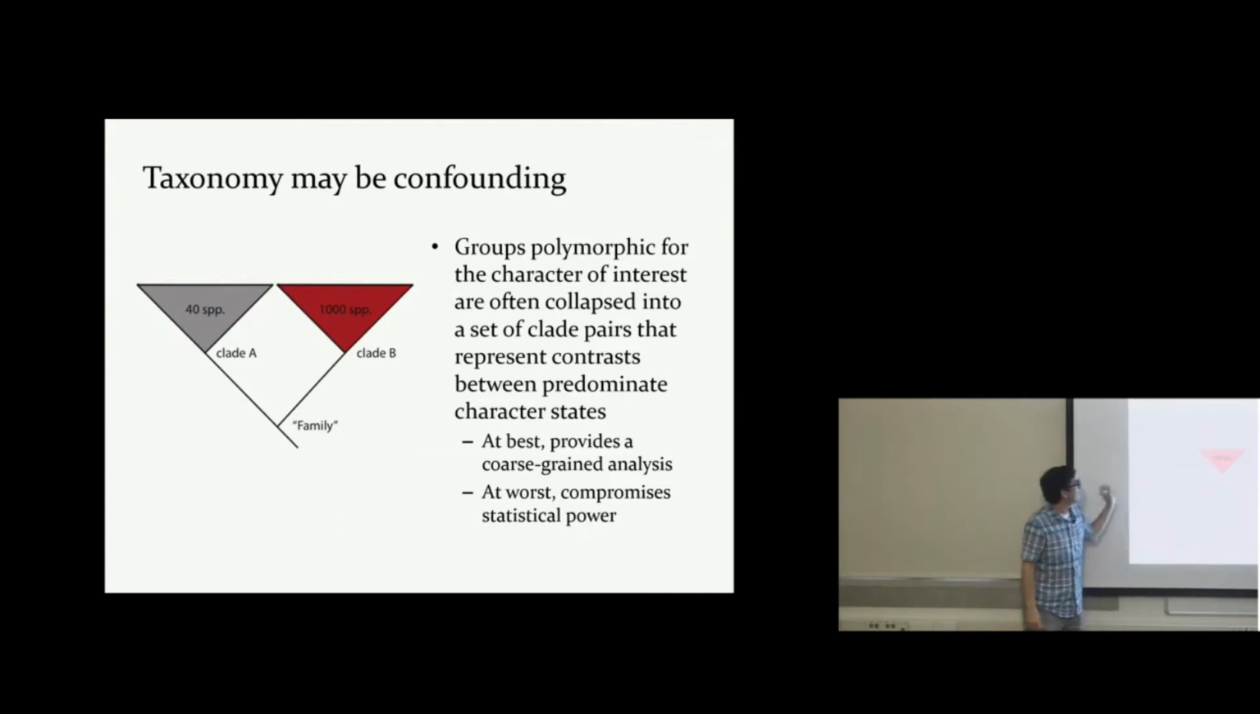We don't really know how many origins there are within this clade. You're just sort of squinting and assuming that everything in here has the same character. But that may not be true. Or at worst, you can compromise statistical power because you maybe only have a few families that you can actually compare. So we really don't know much about this fruit type and diversification correlation, mostly because of the methodology that people use.